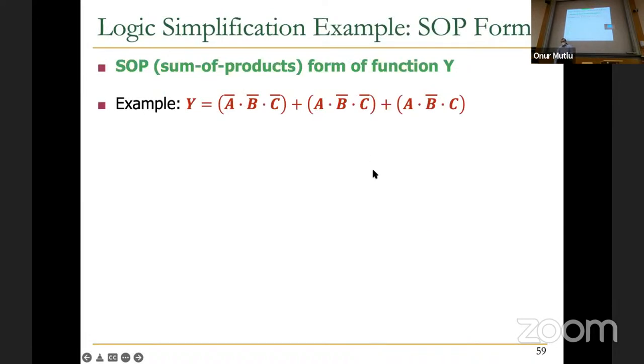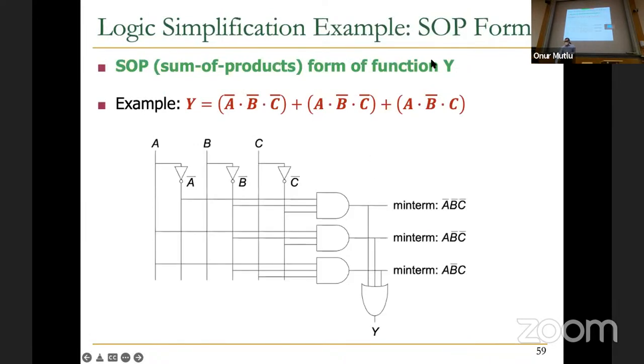Okay, so this is the simplification example. We've seen this function earlier, the sum of products form of this function that I just made up, three minterms, as you can see. And this is what happens if you directly implement the sum of products form. You form the minterms, each of the three minterms, using AND gates and the NOT gates over here, and OR the minterms, so that you get the output bits over here.